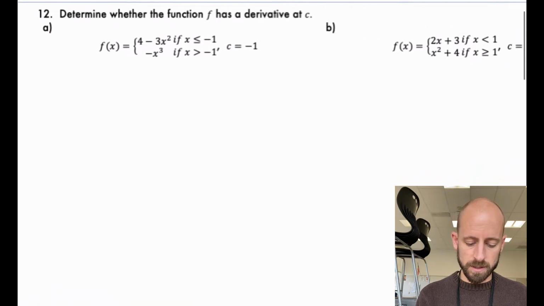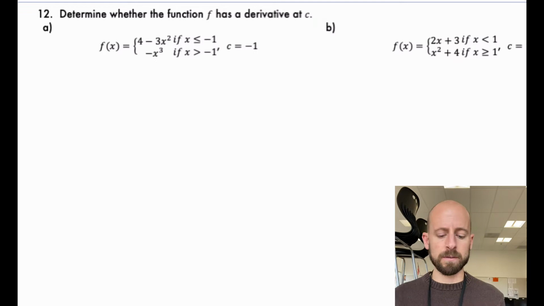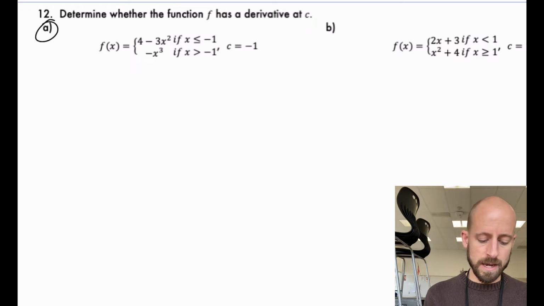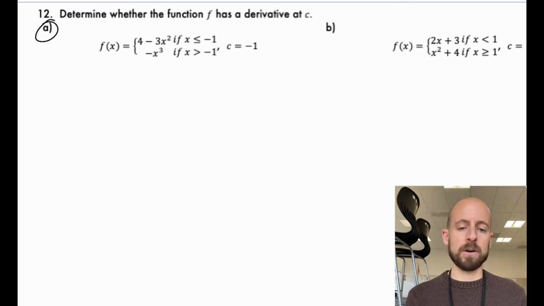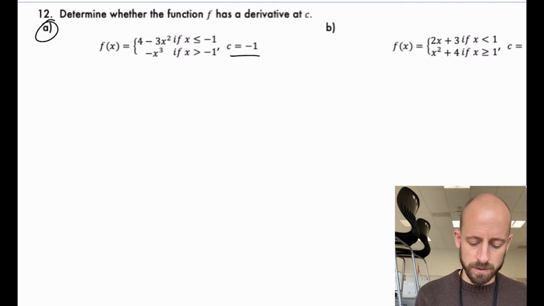Let's see if I can zoom in on this. So determine whether the function f has a derivative at c. And we're going to go on question A first here on the left. So what do I need to figure out? In a previous video, in an explanation, I talked about what the graph looks like. So when we think about that, does the derivative exist at this value c equals -1?